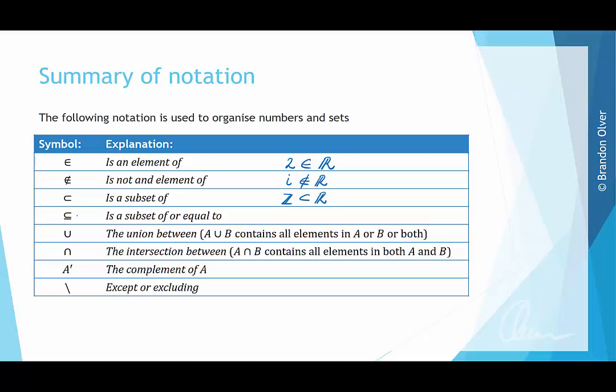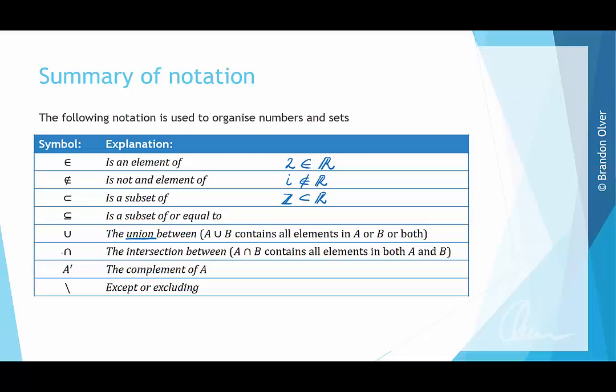The next just says that it is a subset or equal to, so it's just another symbol that you may come across. And the next two are the union and the intersection between sets. So for the first one, it's the union. So something like A union B contains all elements in A or B or both. And we'll see that in a little bit more detail on the next slide.